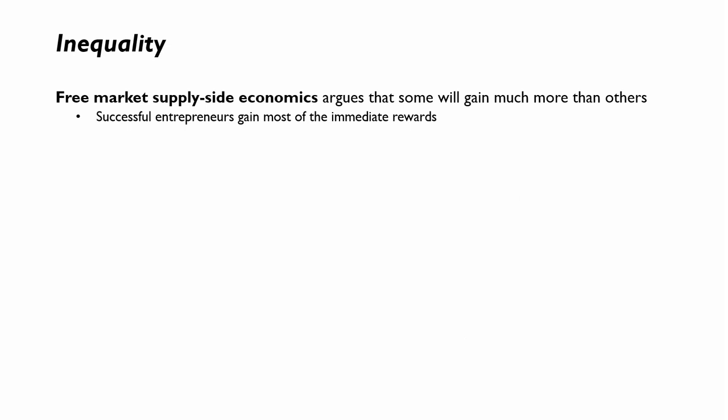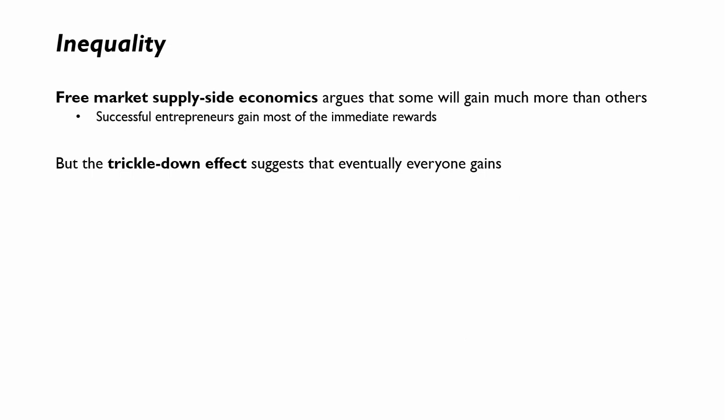Extreme scenarios, think about things like Bill Gates and Microsoft. Some companies can gain huge amounts in value. But they'd also argue that the trickle-down effect suggests that everyone in an economy eventually gains from this, because the very richest then spend their money, which contributes more in the circular flow, and as a result, everybody gains.